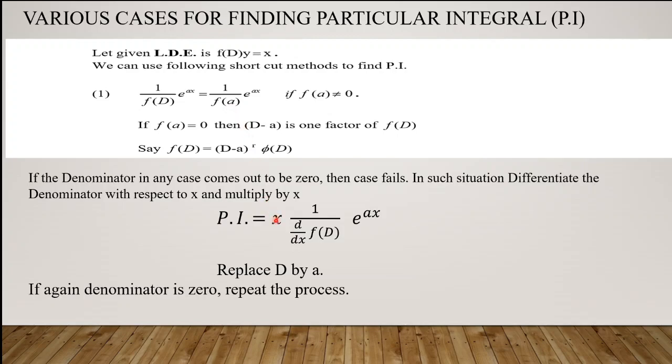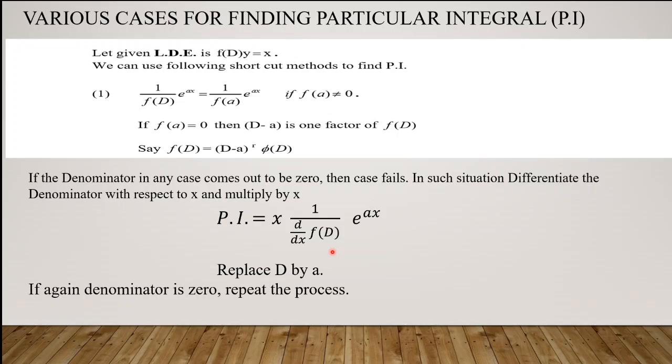I multiplied the whole expression by x. I differentiated this denominator f of d with respect to x and then operated on e to the power ax. Now, as the coefficient of x is a, I will replace every d by a. Now, as in differentiation the function is reduced, a different value will be obtained. In doing so, if the denominator again comes out to be 0, repeat the process.